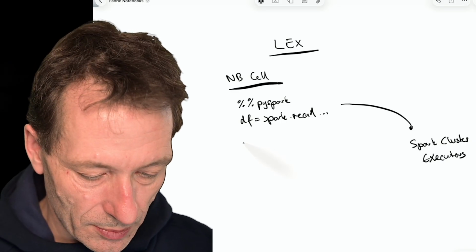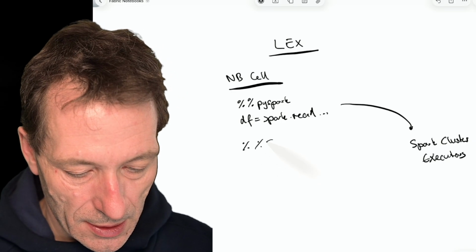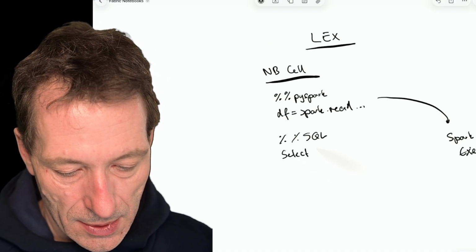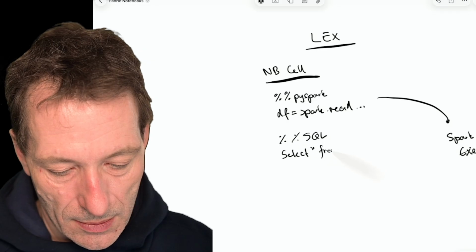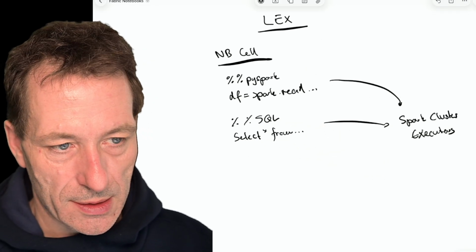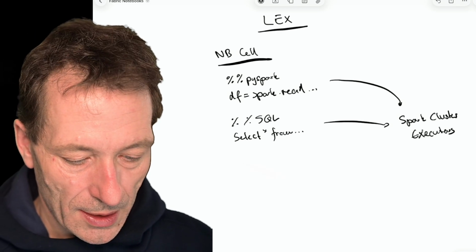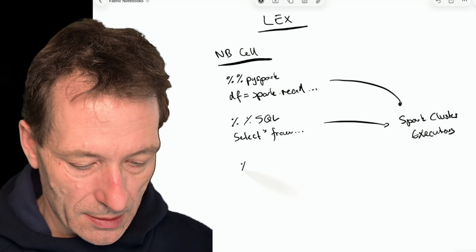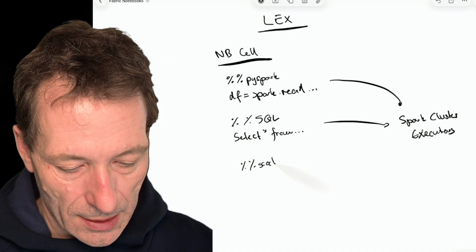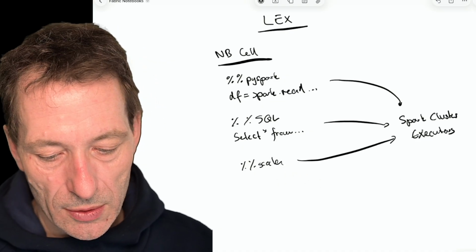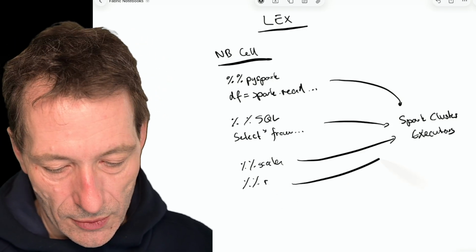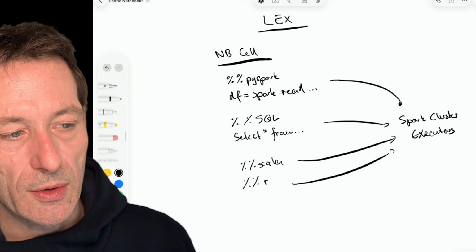Second one, %sql, would mean select asterisk from, you name it, is also executed in your Spark cluster. So same thing. You have %scala. This is also executed in the cluster. And you have %%r, if you need R. This is also executed in the cluster.